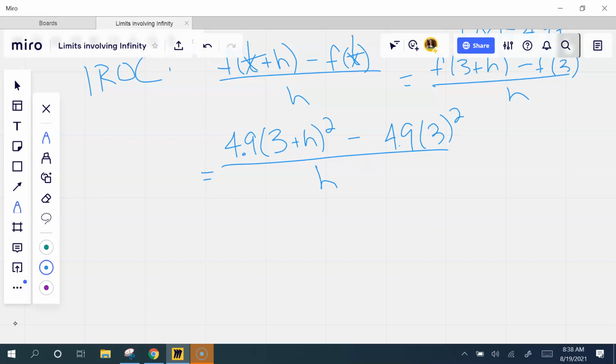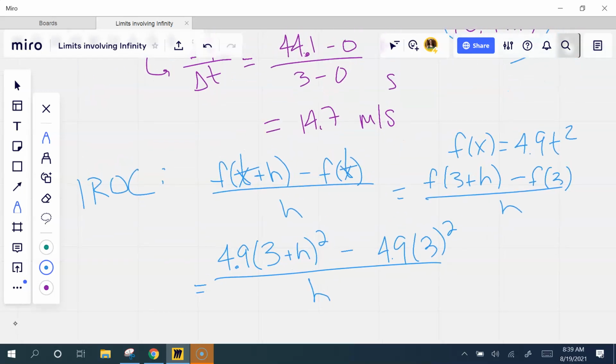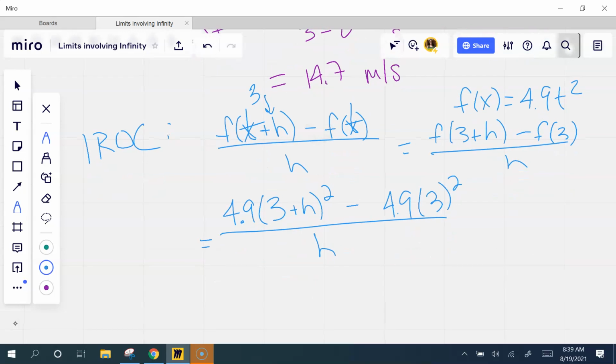AROC is slope. IROC is plugged into this equation with h going to 0. You could use this equation for AROC. Okay, you could. The h in this case would be 3. But it's easier just to use slope. It's the same thing though.